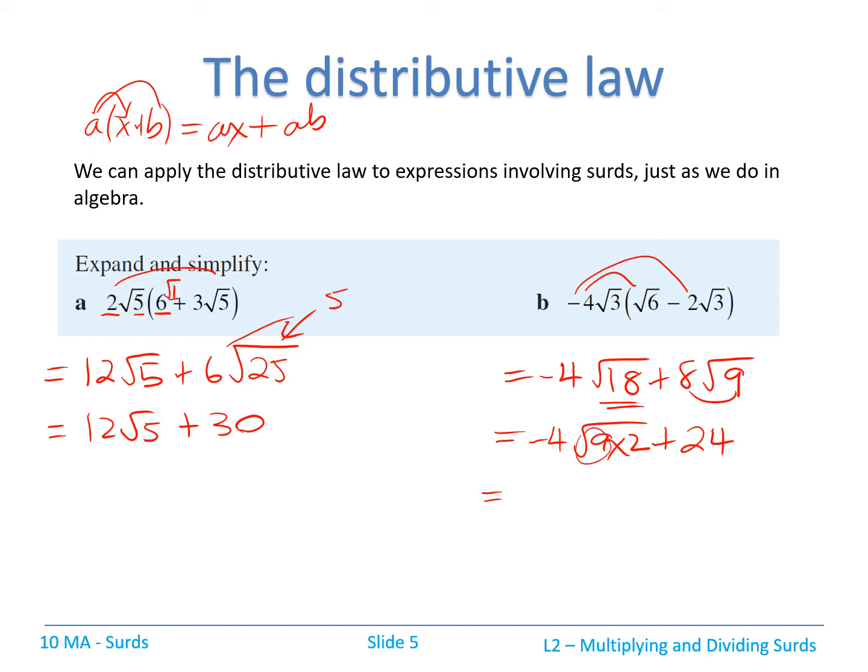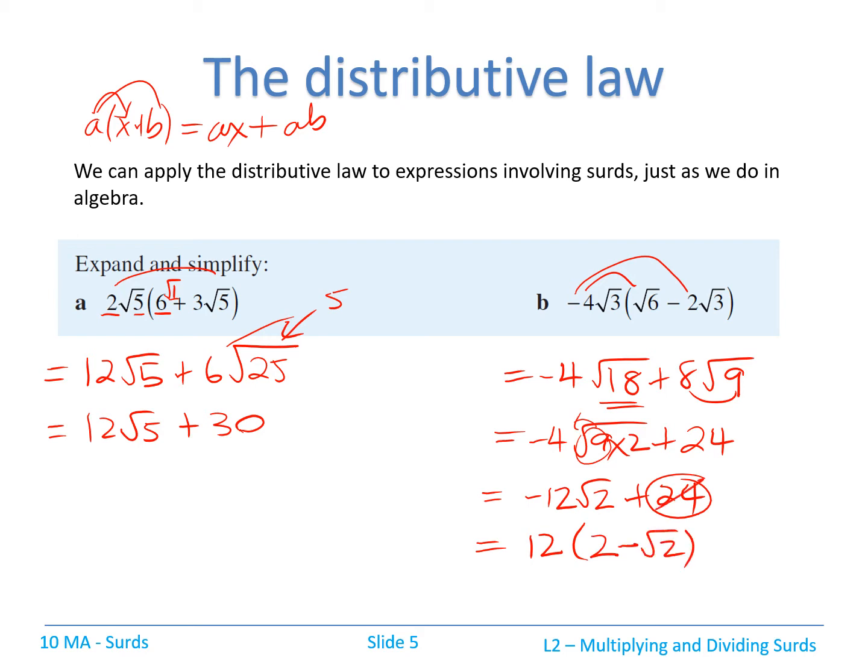Here, the square root of 9 is 3, so we bring it outside and multiply. So I get negative 12 root 2 plus 24. And just like we did before, if we wanted to, we could take out 12 as a common factor. I'm going to put this first, so 2 minus root 2.